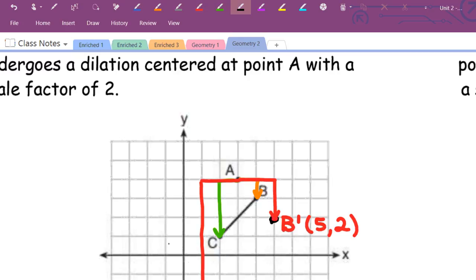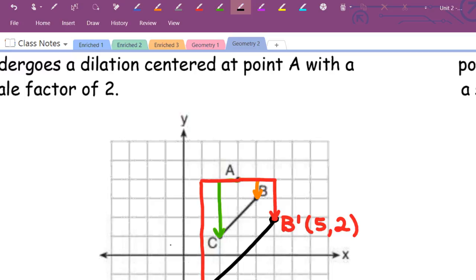Here's the segment. Connect those points. You're done. And by the way, what do you know about the length of segment B prime, C prime? How much longer than the original? Double. Yeah, because it's a scale factor of 2. That's it. Questions on that one? Let's give the one to the right of it a try.